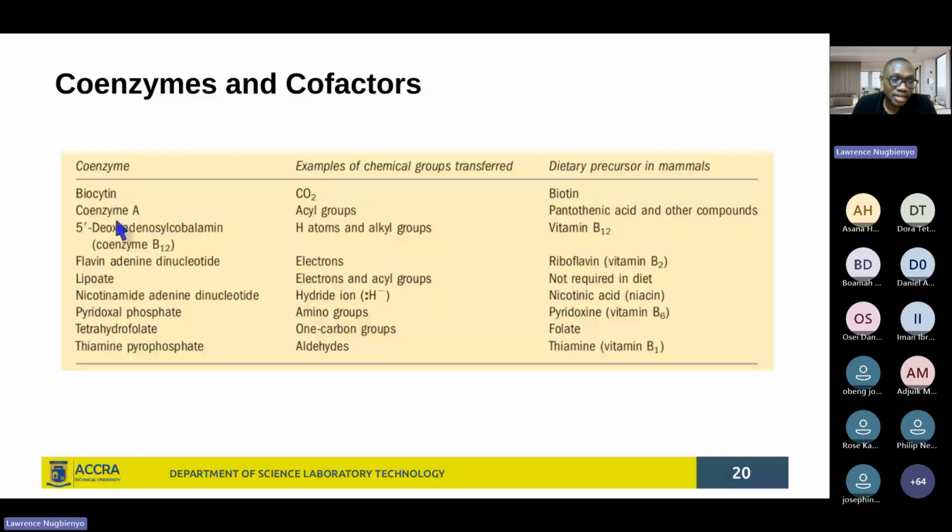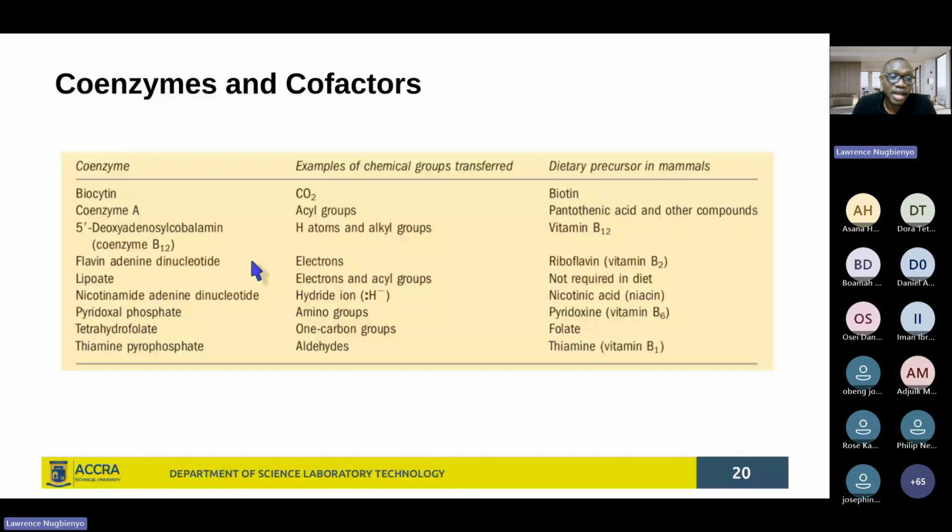So all of them, deoxyadenosylcobalamin is really referred to as coenzyme B12. It's coming from vitamin B12, which is involved in the transfer of protons, as hydrogen atoms, and also some alkyl groups.